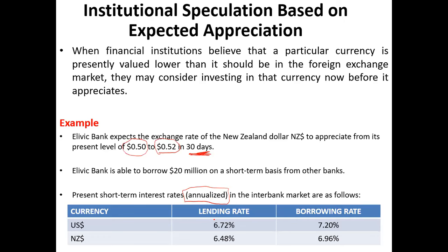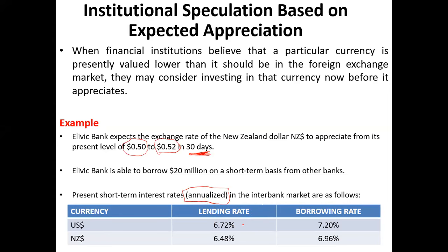But when the lending rate and borrowing rate are annualized, then you have to convert to 30 days, right? So here we assume a 365-day year to convert this annual rate into 30 days. As I said, in the question, pay attention, sometimes the rates are not annual. They are already in 30 days, and that one we will not convert. But in some questions, they are annualized, so it means that you have to convert these rates to 30 days.